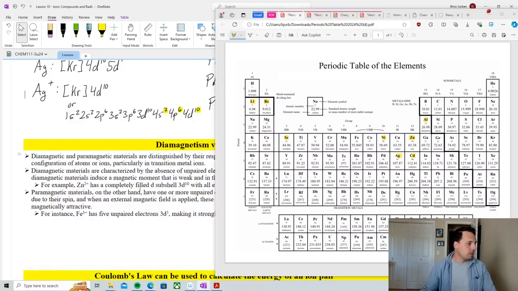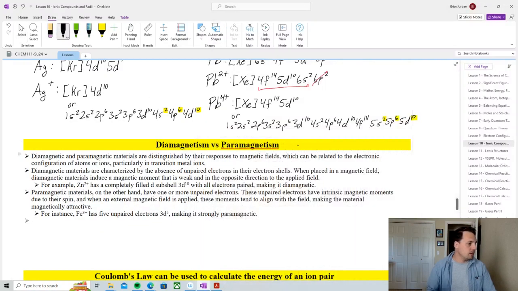So we can just get some practice here. So let's write iron by itself. So iron will have argon core, which is 18 electrons. And then we have a total of 26, right? So that would be 4s2. And then that leaves us with 6 left over. So we would have 3d6.